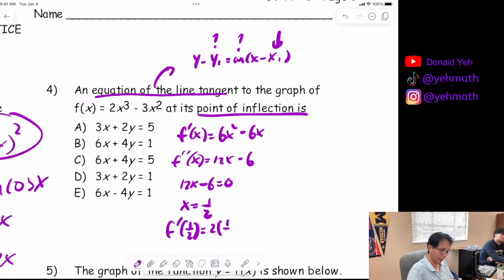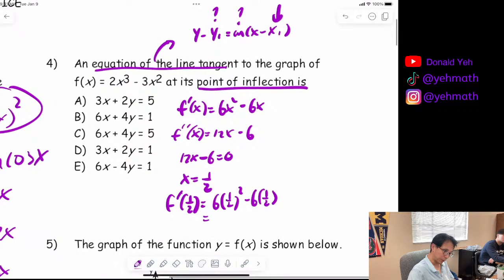So it's 6 times 1/2 to the second minus 6 times 1/2, and that's equal to 6 times 1/4 minus 3. I think that's equal to 3/2 minus 3, so that's equal to negative 3/2.